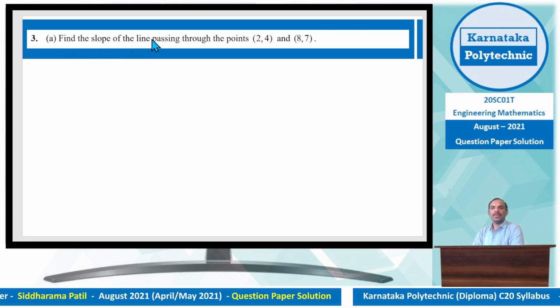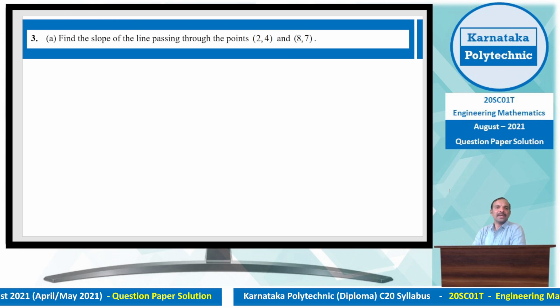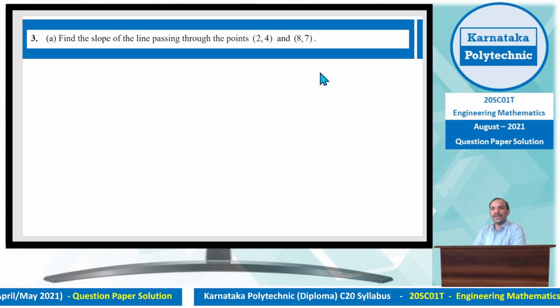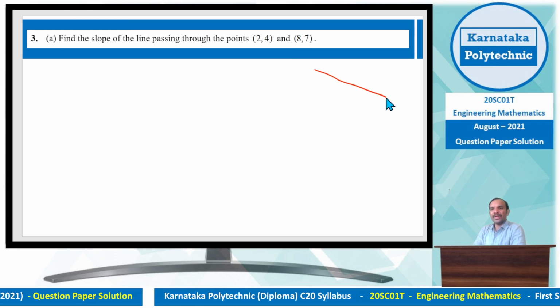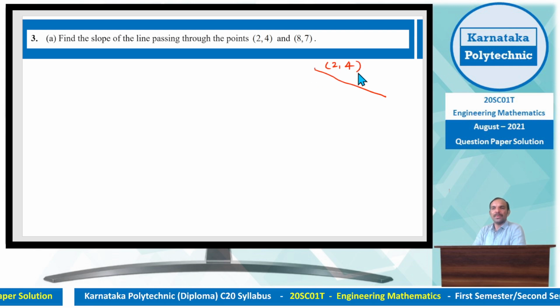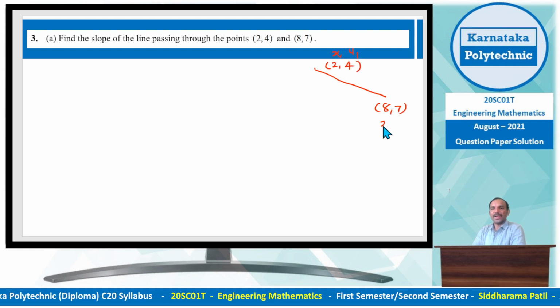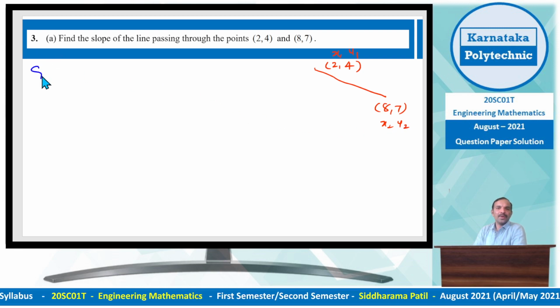Find the slope of the line passing through the points (2, 4) and (8, 7). Two points are given, and you have to find out the slope of this line. These are (2, 4) and (8, 7), taken as x1, y1, x2, y2. You have to find out the slope. So for slope, a formula is there.